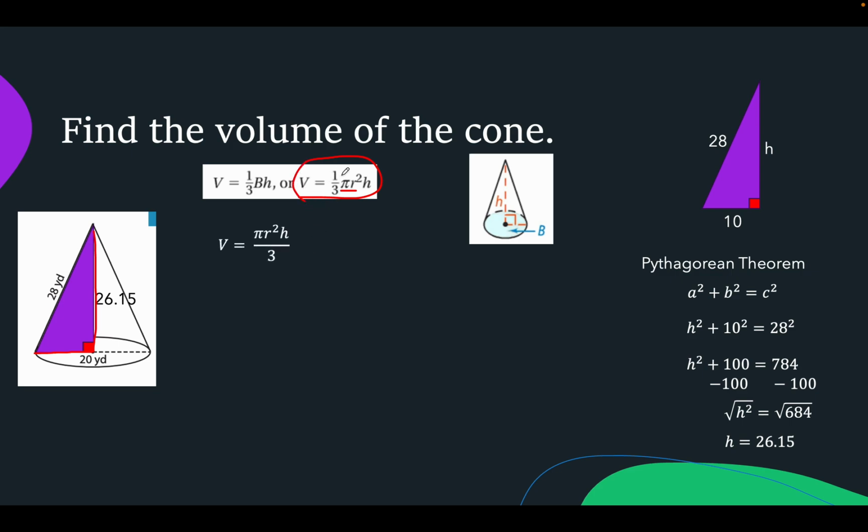So again, instead of writing it as a fraction of 1/3, I'm just going to take pi times the radius squared times height and just divide it by 3 in the end. So we plug in our radius is 10, our height of 26.15. So we plug all this into the calculator, divide it by 3, and we would get 2,738.42 yards cubed.